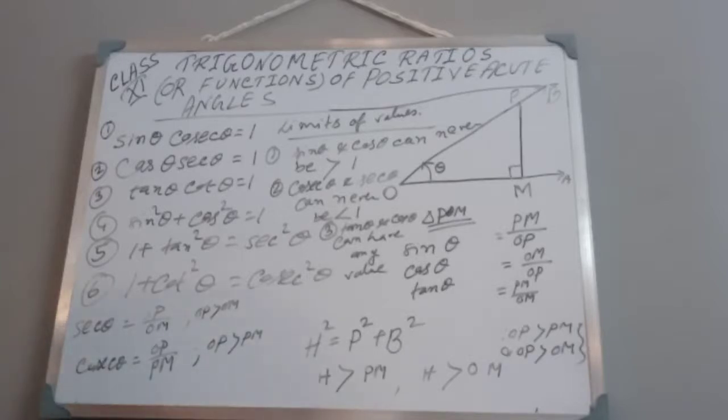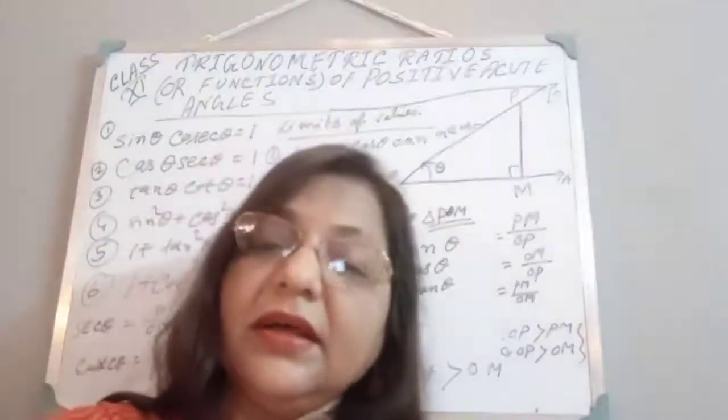That is why trigonometric ratios of a positive acute angle are always non-negative, and tan theta and cot theta can have any value. These are non-negative and can have any value. Okay, I think now this is clear to you. Now we will start the chapter.